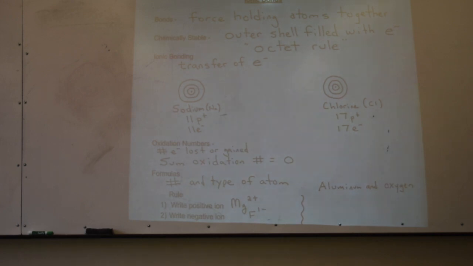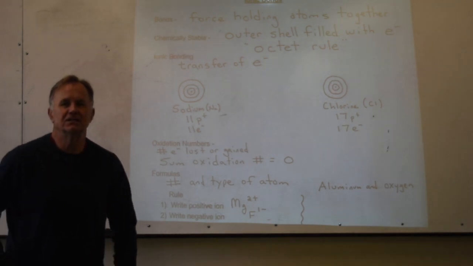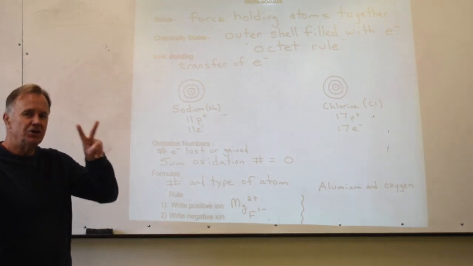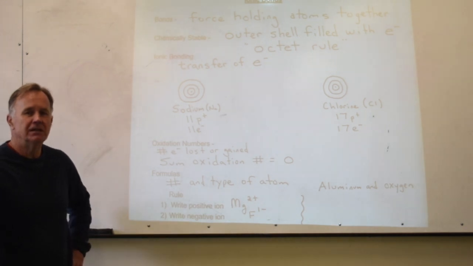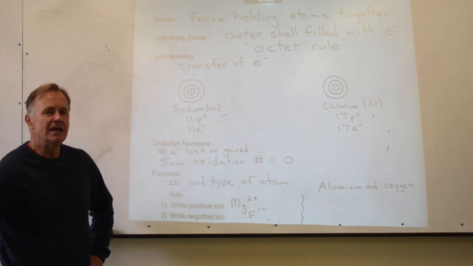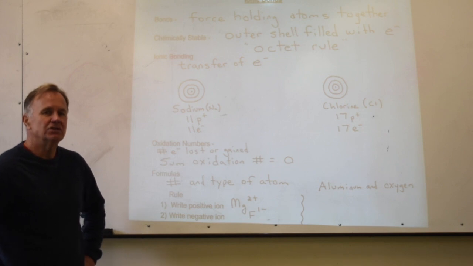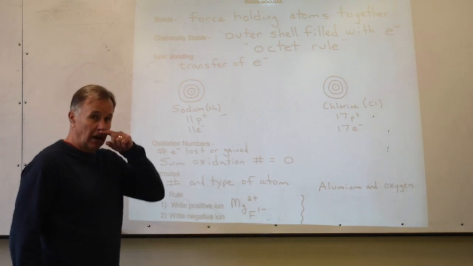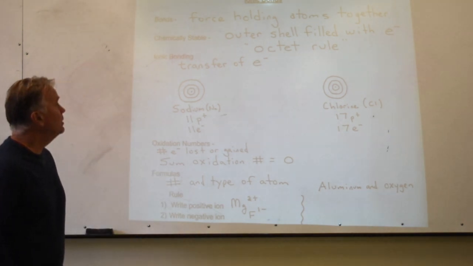Okay, let's get into ionic bonds. So this next unit, the next couple weeks, is going to be chemical bonding. There are actually two major types of bonds. One is ionic and the other is covalent. Covalent means to share electrons, and ionic means there's a transfer of electrons and it creates ions. That's why it's called ionic bonds. So this week we're concentrating on ionic bonds, and next week covalent.